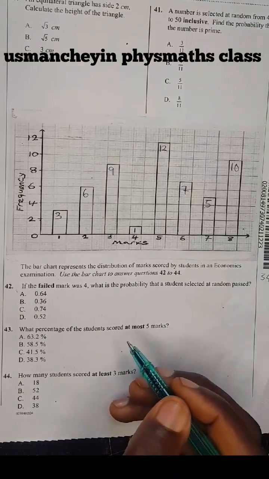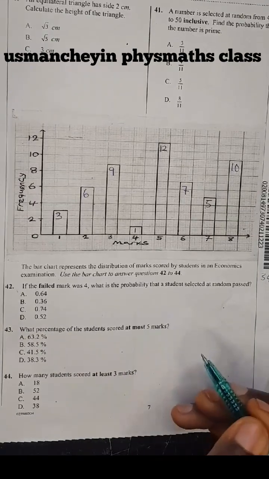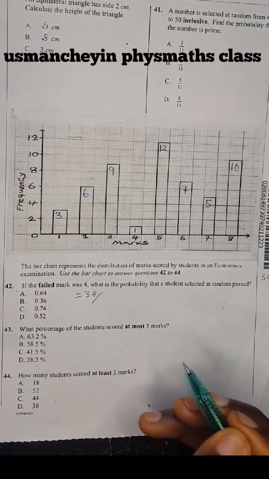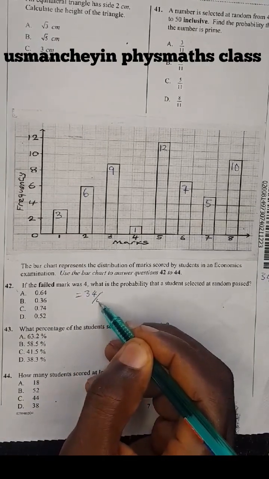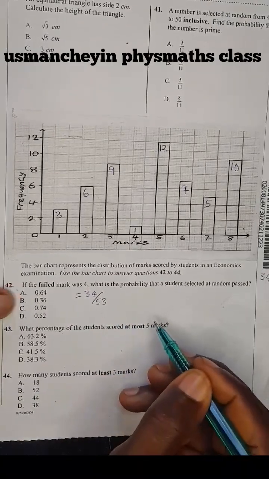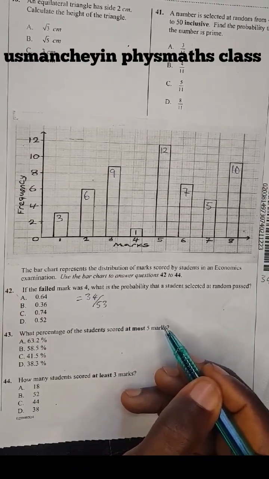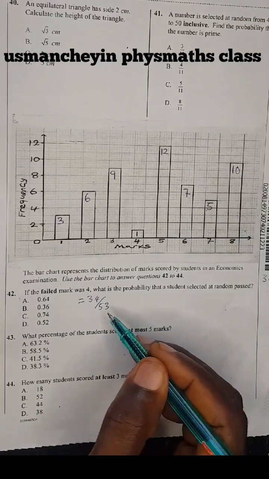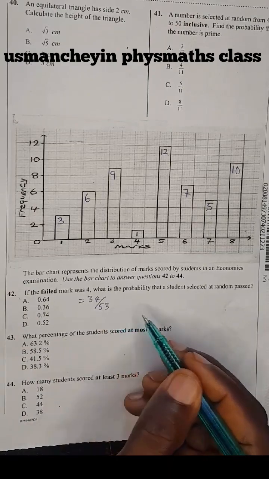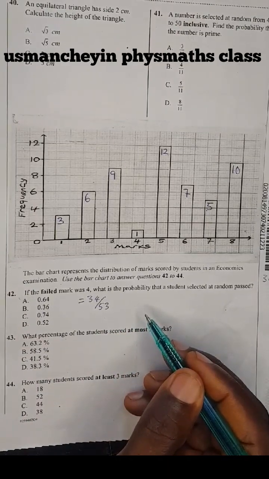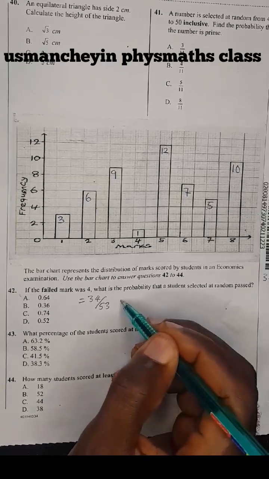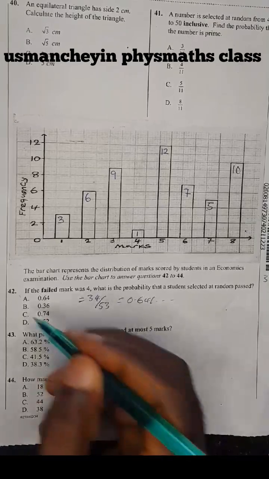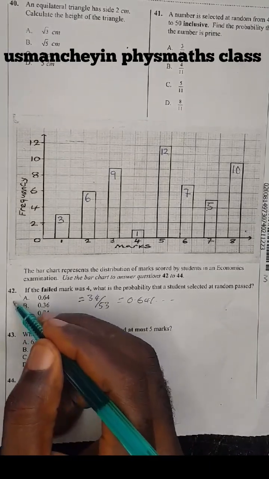Now the probability of those students that passed the exam will be equal to 34 over 53. If you check the answers here very well, you will find out that the answers are in decimal, not fraction. So you have to divide 34 by 53. When you divide that, you obtain 0.641 continuously. Now, if you check the options here, you find out that it is option A.